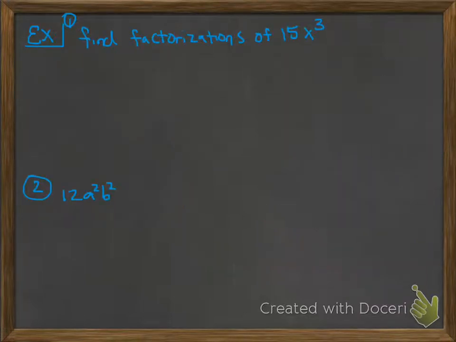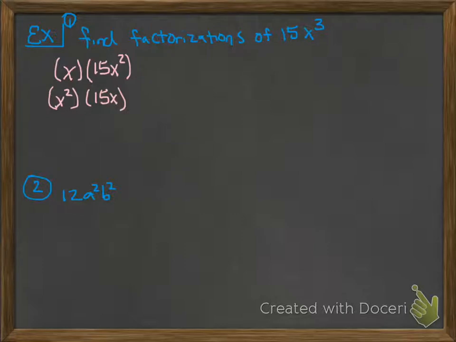Alright, so let's find factorizations of 15x cubed. We're going to end up with a lot of different ones. The first one is I'm just going to take out 1x. So we could do x times 15x squared, still 15x cubed. Or I could do x squared times 15x, still 15x cubed. x cubed times 15, still 15x cubed.